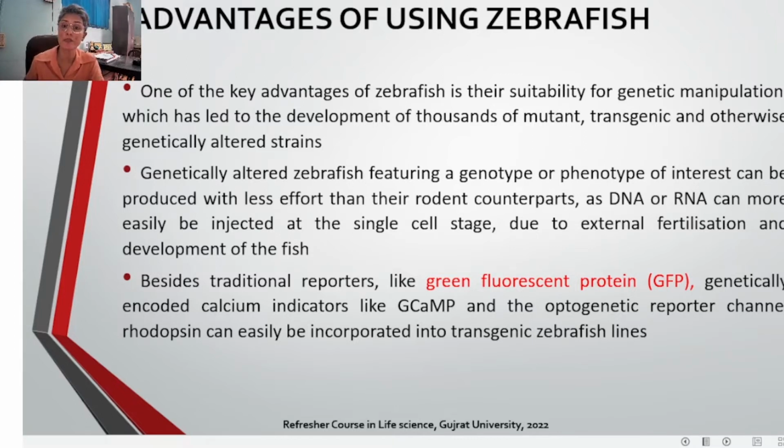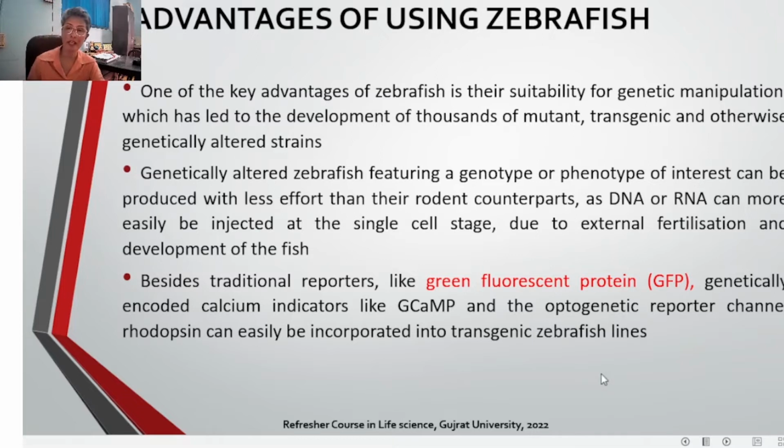Genetically altered zebrafish featuring a genotype or phenotype of interest can be produced with less effort as compared to rodents and other mammals, as DNA and RNA can more easily be injected at the single cell stage due to external fertilization and development of the fish. Besides traditional reporters like green fluorescent protein, GFP, genetically encoded calcium indicators like GCaMP, and the optogenetic reporter channelrhodopsin can easily be incorporated into the transgenic zebrafish line also.